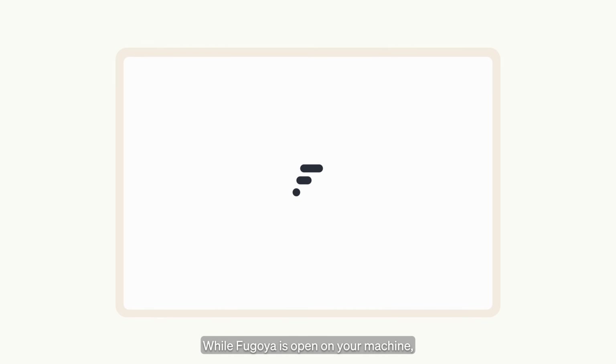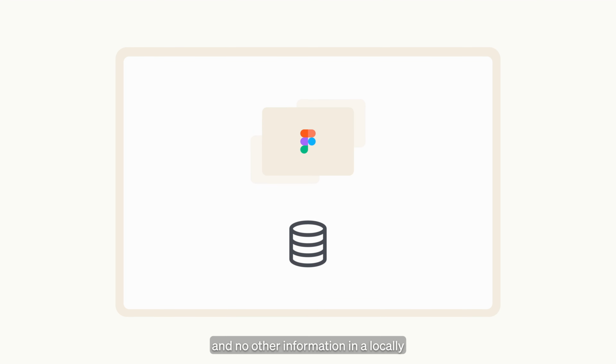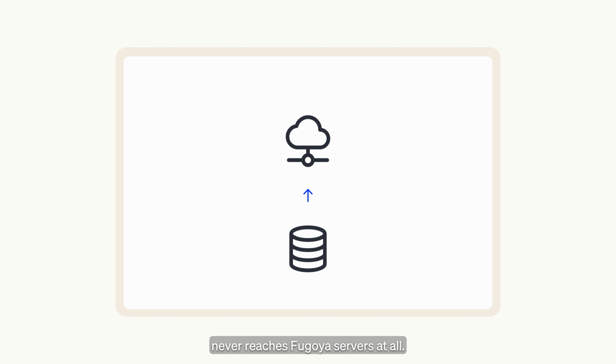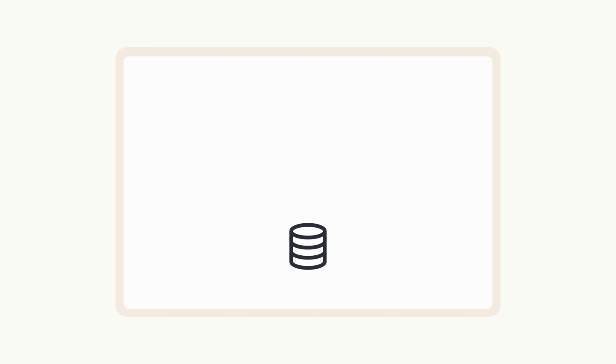While Fugoya is open on your machine, minimized is fine by the way, it just needs to be running, Fugoya tracks the application name and window title of your foremost window, and no other information, in a locally stored database on your device. I cannot express enough that this data never reaches Fugoya servers at all. That means your privacy is completely retained, but it also means we can't troubleshoot any bugs with your local data unless you send it to us specifically in a support request. We just literally don't have any access.